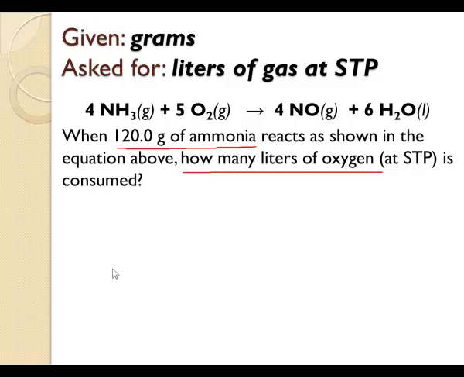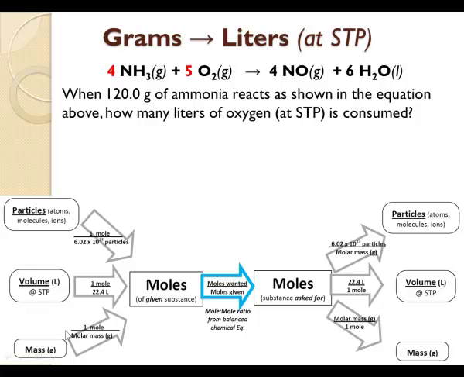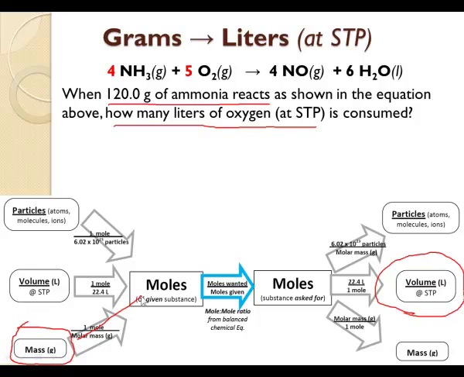And again, the words are almost always going to give you, hopefully, a straightforward interpretation of what is given and what is desired. What are you looking for? So again, let's take a look at our roadmap. They said when 120 grams of ammonia reacts. So we're starting off with that amount. And so down in our graphic, that is down here, our mass of substance that's given. And it's asking for how many liters of oxygen at STP. So we're looking for volume at STP. So we're going to have to follow this path, and then to here, and then to there, right, to get to our answer.